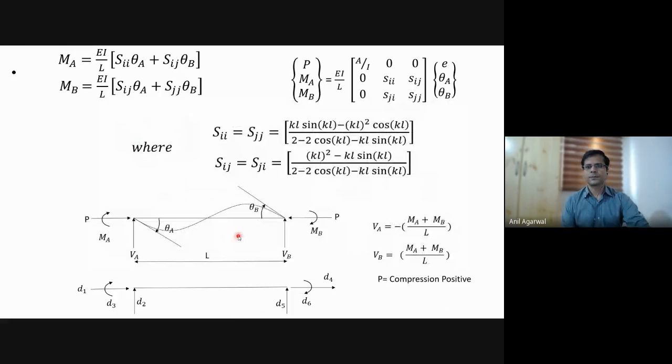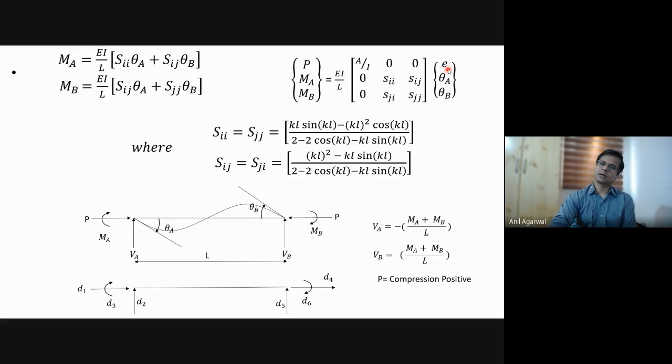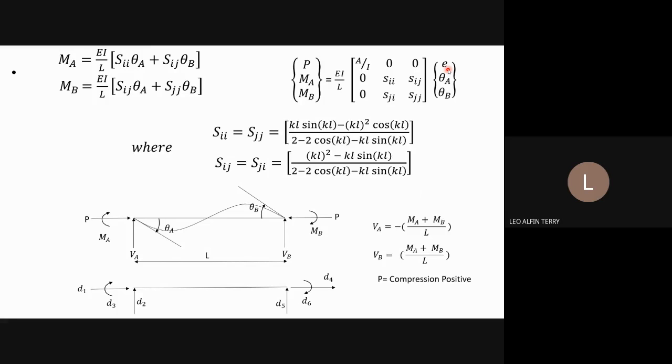Somebody has to say something. Should I explain what I'm asking, or did you understand what I'm asking? Yes, I understand. So what was the assumption that I made? The axial thing is not coupled with the moment part.